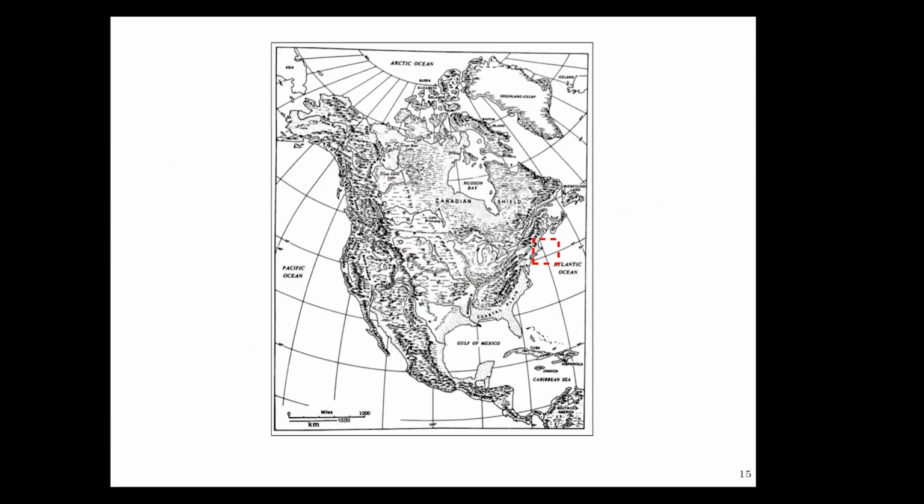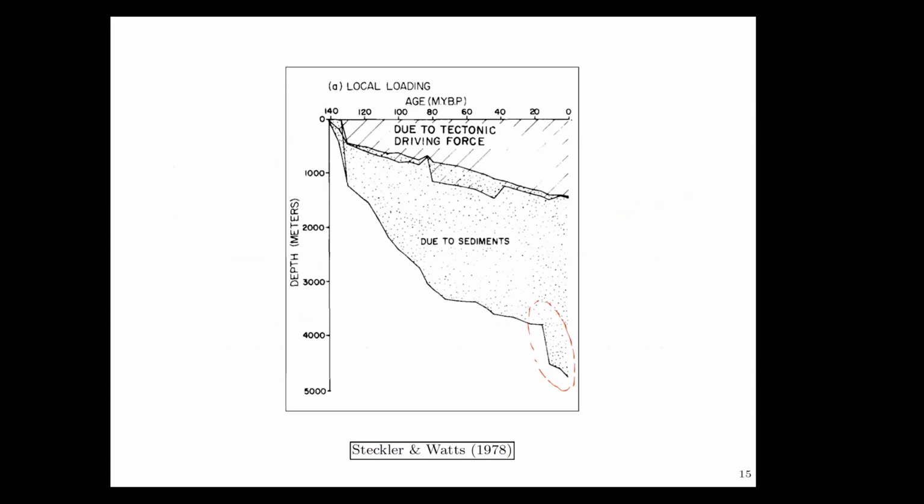Now, is this the whole story? There is also another story from the northeastern margin of the North American continent, where Steckler and Watts find that there is a sudden increase in the accommodation space in the sedimentation about 20 million years ago, which is also consistent with the idea of the northeastern margin subsiding at around this time.